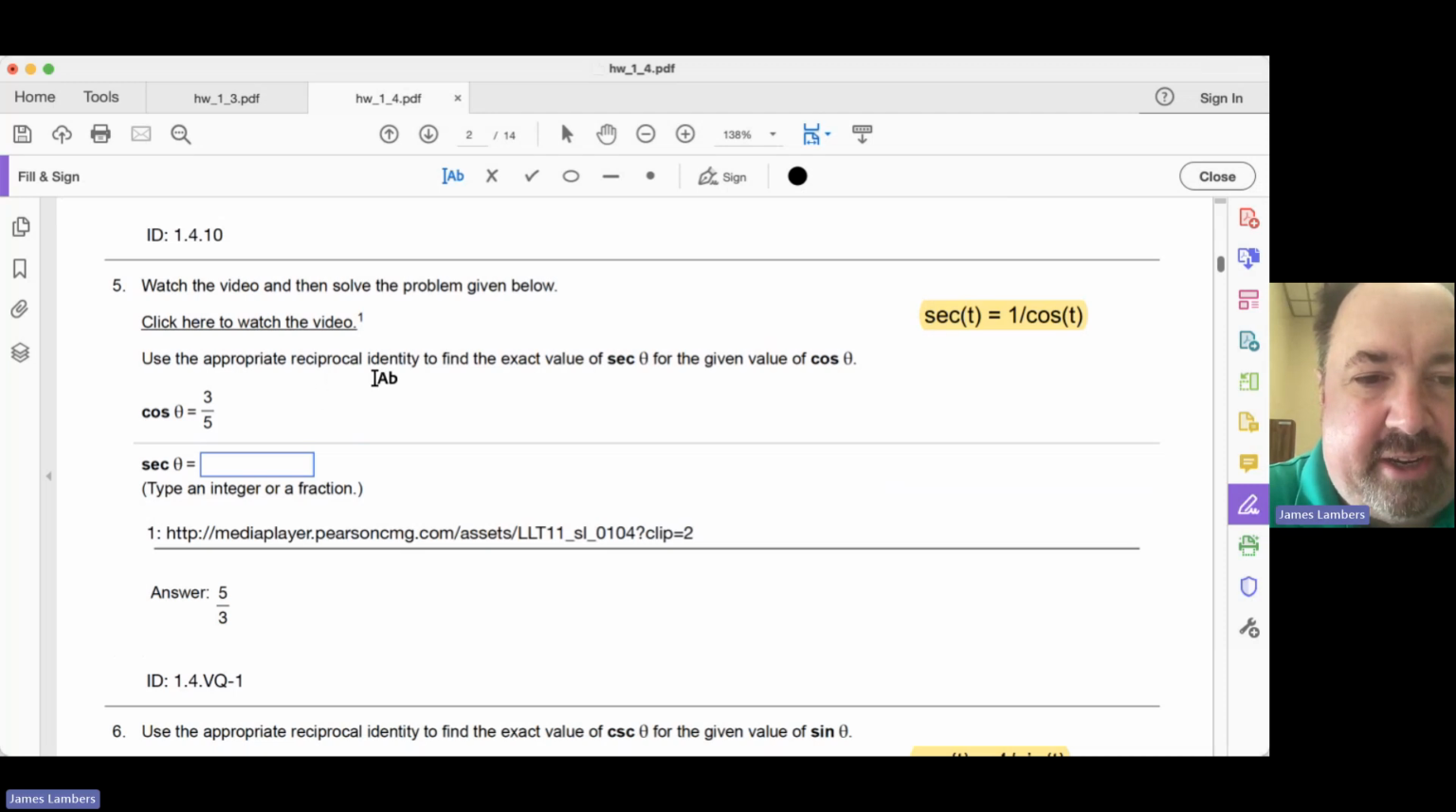So reciprocal identities are relationships between trigonometric functions that involve reciprocals. We've seen these relationships before. Secant of t is equal to 1 over cosine t is one of the reciprocal identities. So here you're given cosine theta is equal to 3/5. So what is secant of that angle? You just use this identity. All you're doing is taking the reciprocal of the cosine, and then you get 5/3.